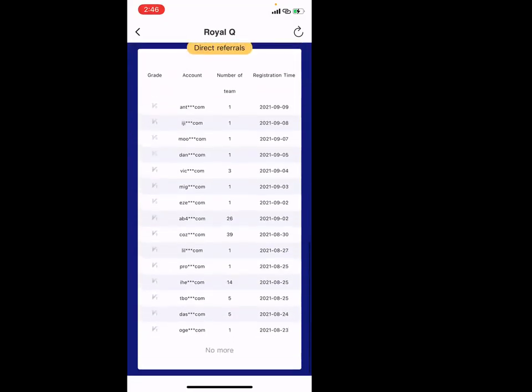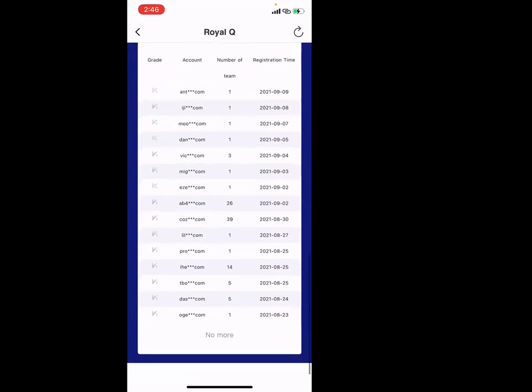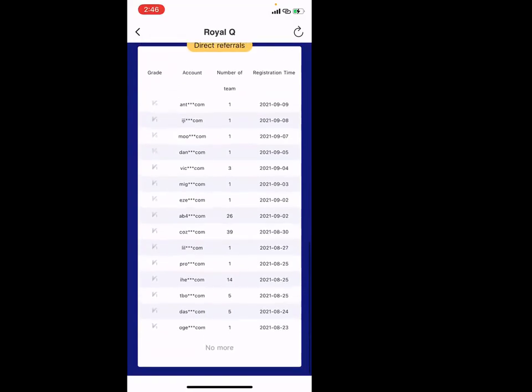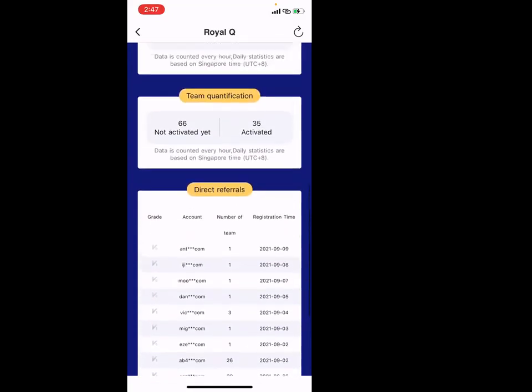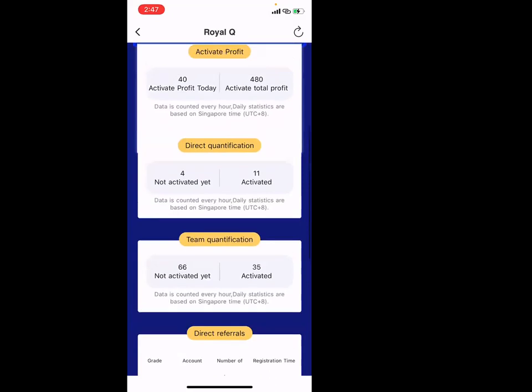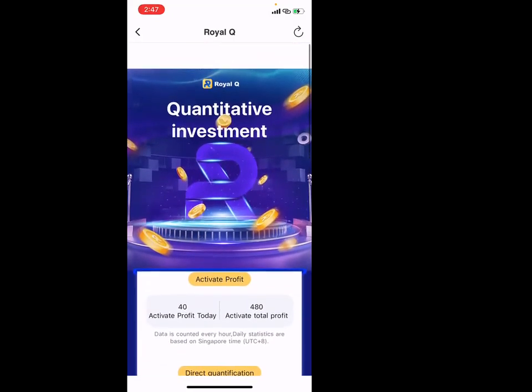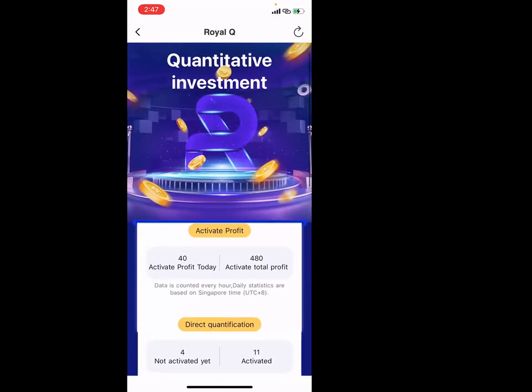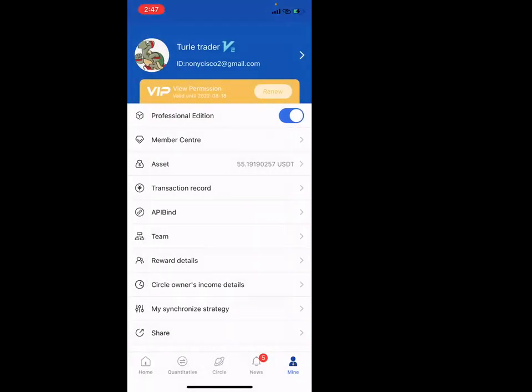Okay, I have here AB4, 26. Guys are crazy. You can see here DIC3. EHE 14 and TBO5, that's 5, my dear. So everybody is doing what they can do. Nobody forces you to do this, but I'm going to advise you, this is a very good residual income platform for you.